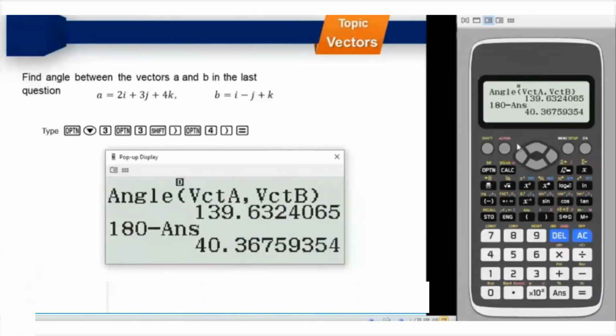This is the correct answer. Angle between vector A and vector B is 139.6324. And if the question wants you to find the acute angle, then 180 minus answer. So when you perform the angle function in vectors, sometimes you will get the acute answer, sometimes you will get the obtuse answer. You need to be careful what the question is asking.